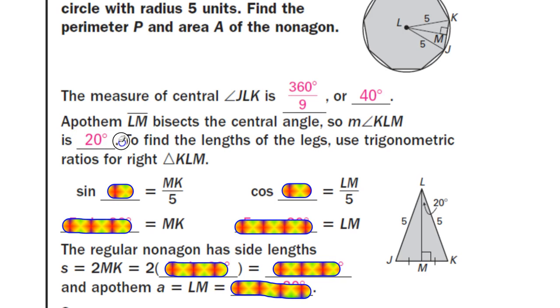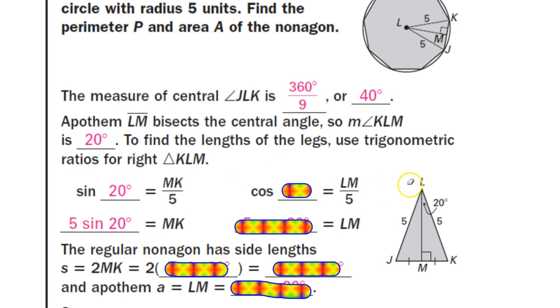So apothem LM, segment LM, bisects the central angle, so angle KLM is 20 degrees. From the 20-degree angle, I want KM, or MK, and I have the hypotenuse. So that's opposite over hypotenuse. I'm going to use the sine ratio. So the sine of 20 is equal to MK over 5. That's like a variable, just like x. So what am I going to do to get this variable by itself? I'm going to multiply both sides by 5. And they're leaving it as 5 times the sine of 20. We'll talk about why in a second.